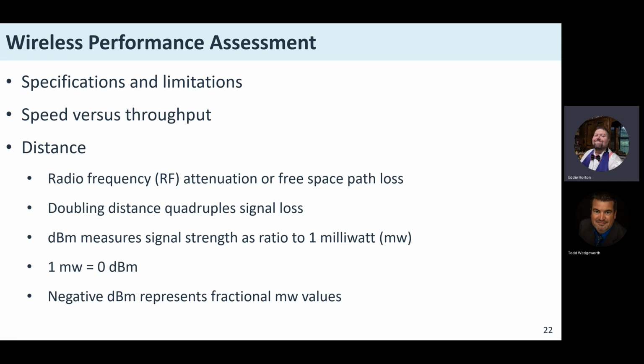All right, so troubleshooting wireless. Most of the problems that come in with wireless are going to be with either distance or with signal loss. You measure signal strength in milliwatts. A negative dBm represents fractional milliwatt values. Basically, 1 milliwatt is 0 dBm.